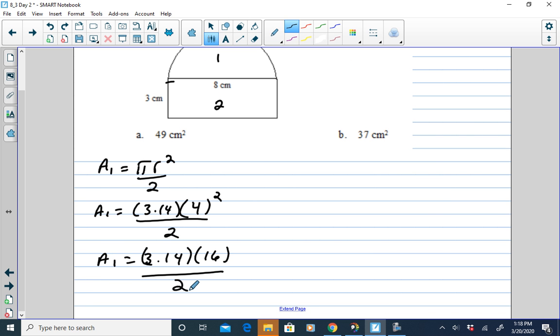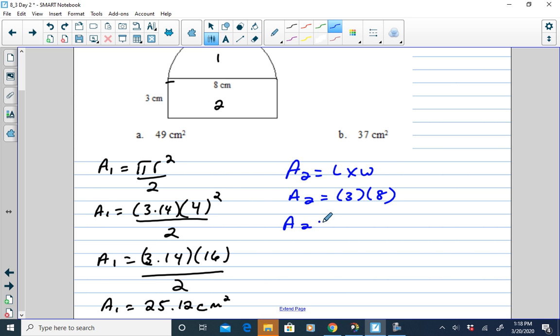All right, so let's do that. 3.14 times 16, press equals, divide that by 2, and we wind up with area 1 equal to 25.12. Those are square centimeters. Area 2 is the rectangle. That's the easy one. Area 2 is going to be length times width. So area 2 is going to be equal to 3 times 8, so area 2 is going to be 24.